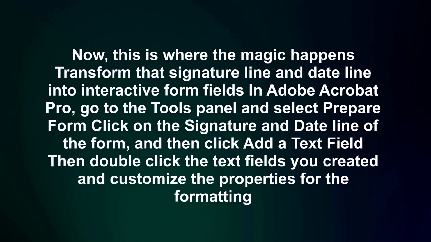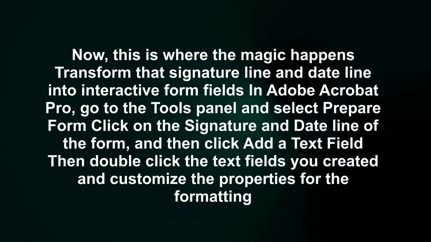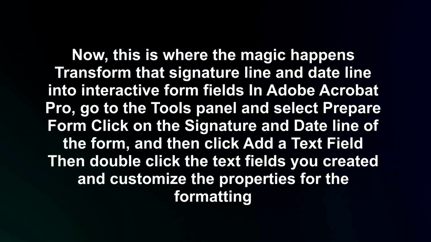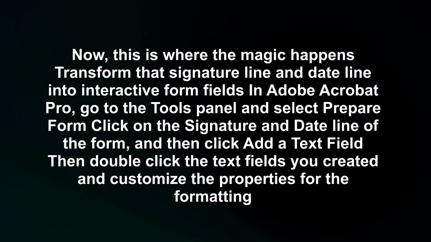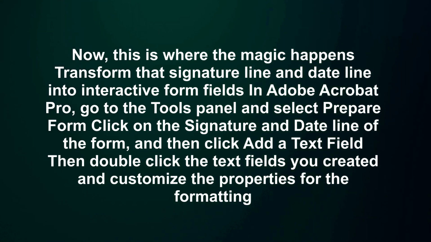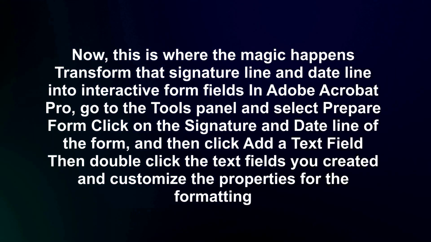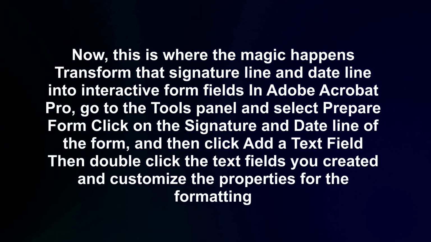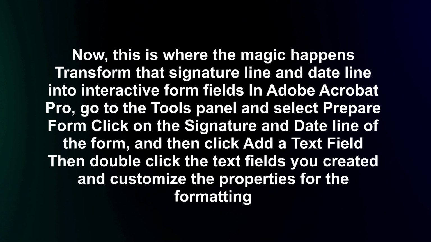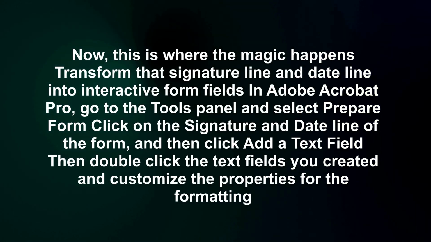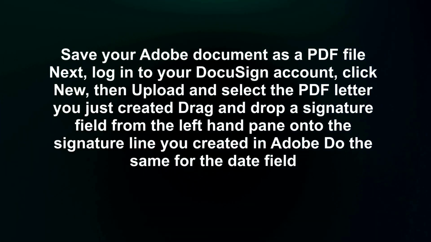Now, this is where the magic happens. Transform that signature line and date line into interactive form fields in Adobe Acrobat Pro. Go to the Tools panel and select Prepare Form. Click on the signature and date line of the form, and then click Add a text field. Then double-click the text fields you created and customize the properties for the formatting. Save your Adobe document as a PDF file.